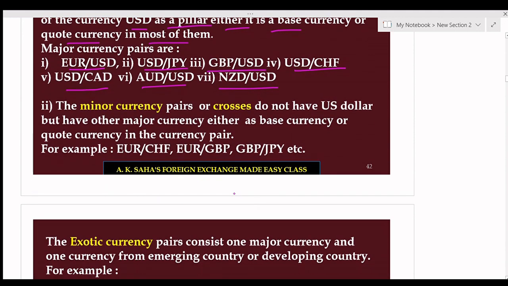The minor currency pairs or crosses do not have the US dollar but have another major currency either as base currency or quote currency in the currency pair. For example, EUR/CHF, EUR/GBP, GBP/JPY, etc.